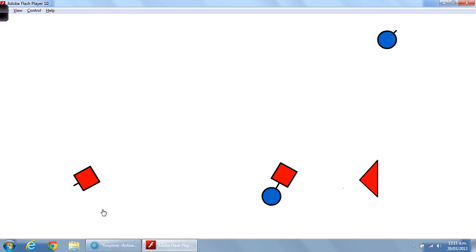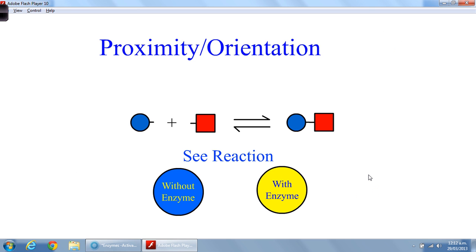So we can speed up reactions by, for instance, heating them, which would make the particles move faster. If the particles move faster, we'll get more collisions and more successful collisions. But another way we can speed up the reaction is by providing a better orientation for the reactants. And this is essentially what an enzyme does.